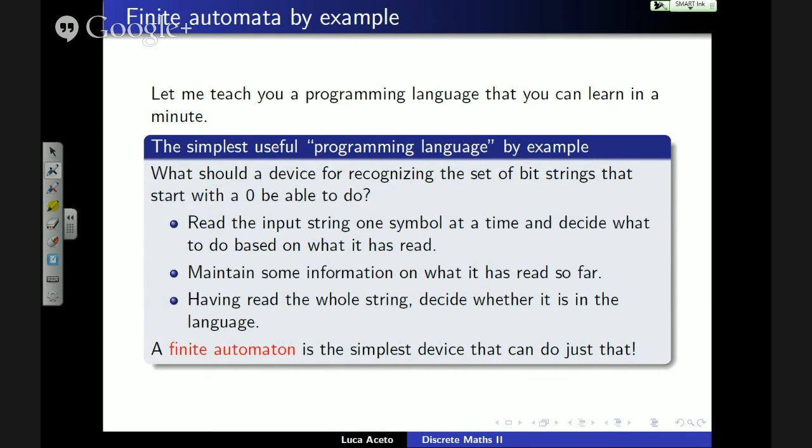So let's try to have a mental experiment here. Suppose that we want to come up with a device that recognizes the language that consists of all the bit strings that start with a 0.